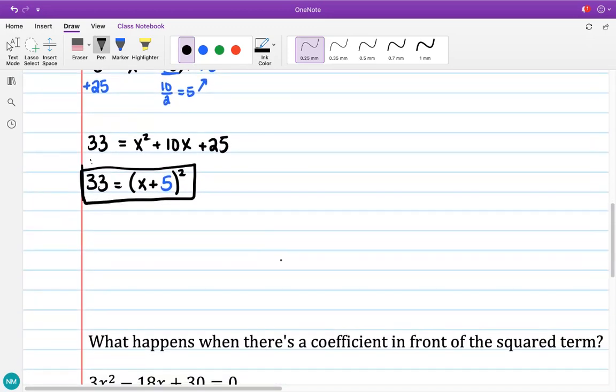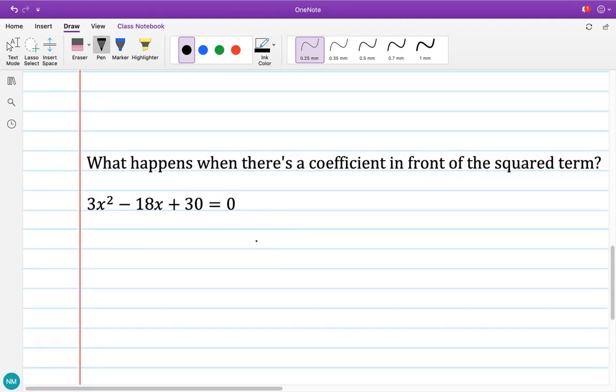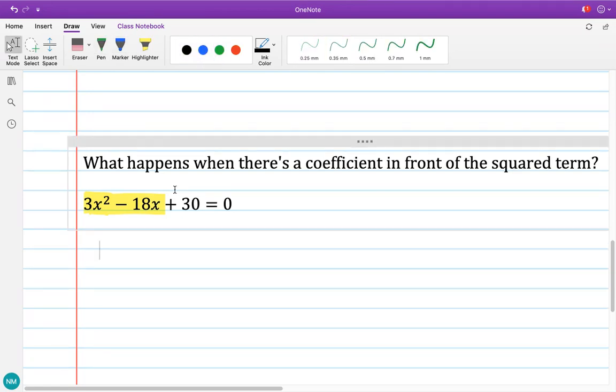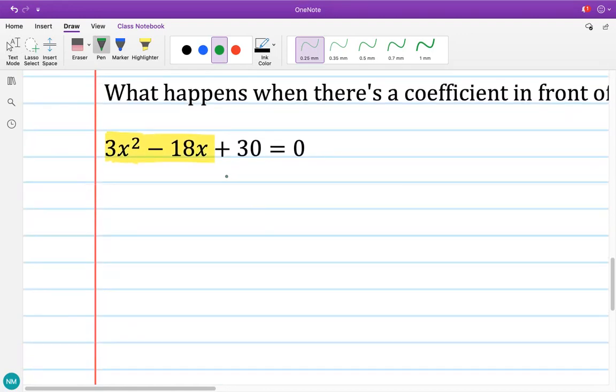And so what happens if there is a coefficient in front of the x squared term? Okay, so something like this. The first step is still the same. Isolate your variables. So I'm going to isolate these together, and I'm going to bring over this. I'm going to zoom in a little bit. I'm going to subtract that 30, get rid of it, send it off to college for a little bit. So I get 3x squared minus 18x equals negative 30.